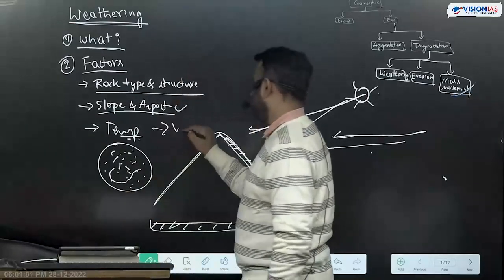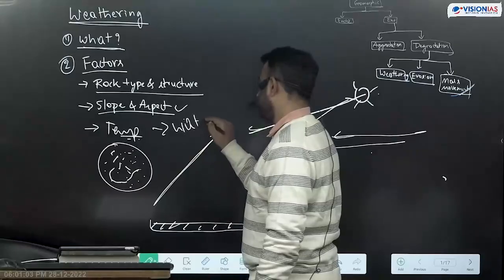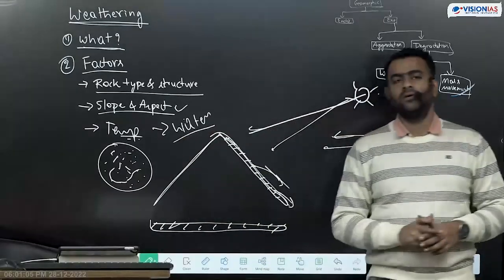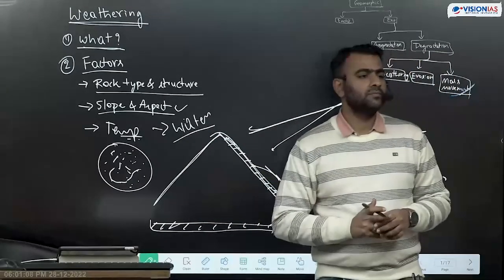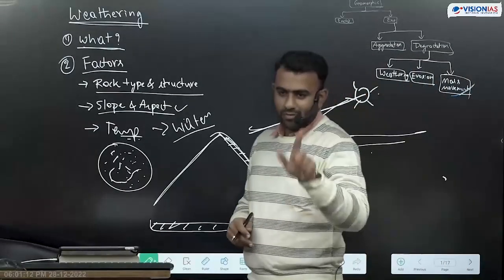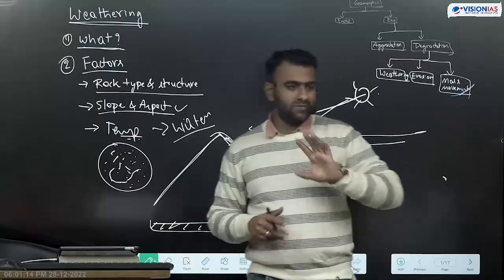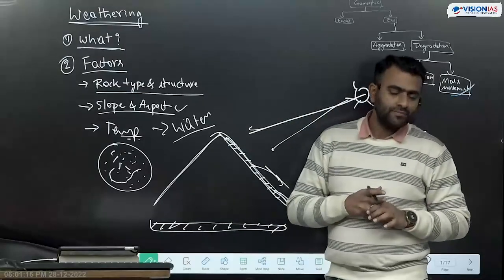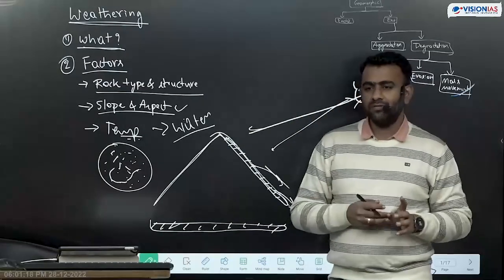Then water. Water is another factor. वही freezing, cooling. I'm not talking about the movement. Flowing water से erosion हो गया. So water से weathering कैसे होगा? Due to the freezing and cooling effect.